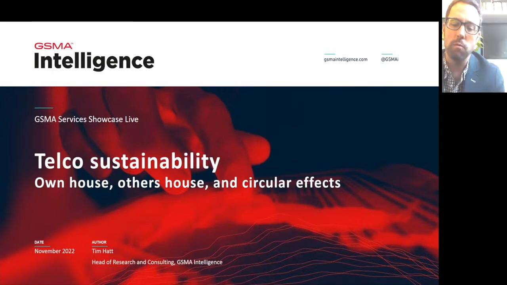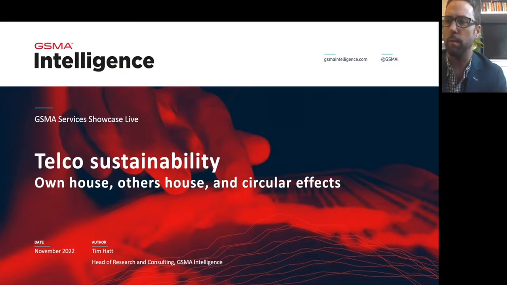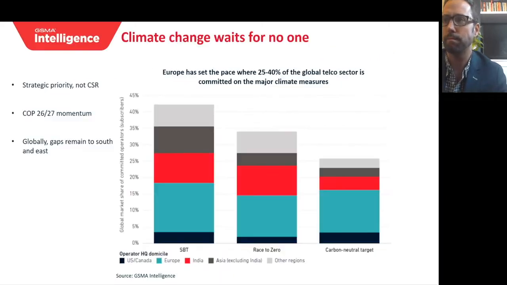So, I want to kick things off by talking about sustainability in the telco sector and talk a little bit about what's happening at the networks level and then transition into what that means for the circular economy and devices. So, if we can move to the next slide.